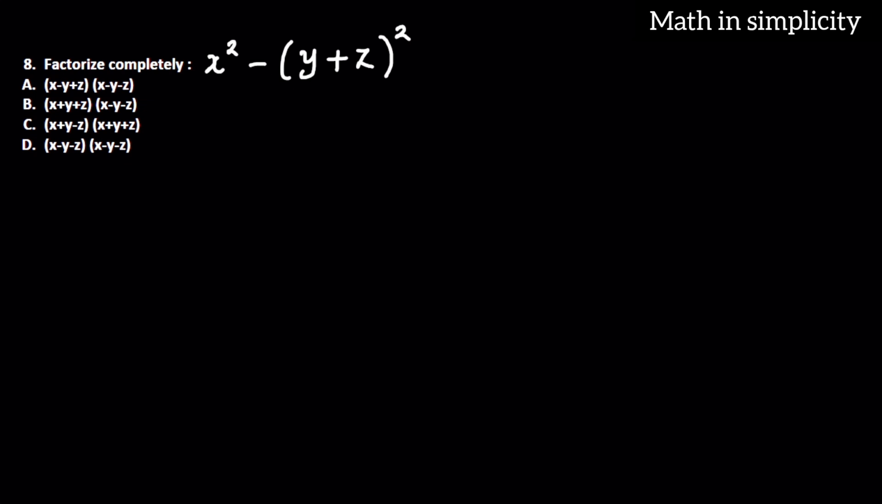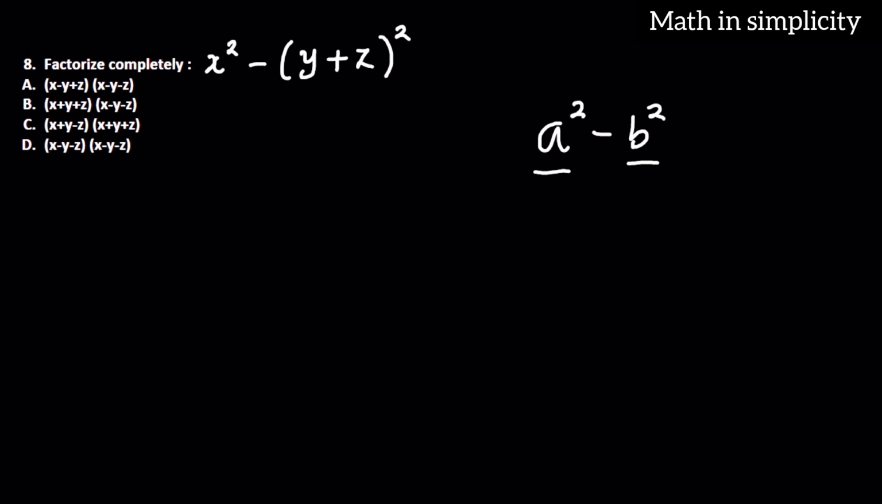Alright, for number 8, the question here is for us to factorize completely. We have x squared minus the sum of y plus z, squared. Now, this can be easily done if you understand the difference of squares. So using the difference of squares, we can easily simplify. Now, what's the difference of squares? When we have, say, a number raised to the power 2 minus another raised to the power 2. So why we call this difference of squares, you see that this is a squared, and this is b squared, and we are looking for their difference, that's minus.